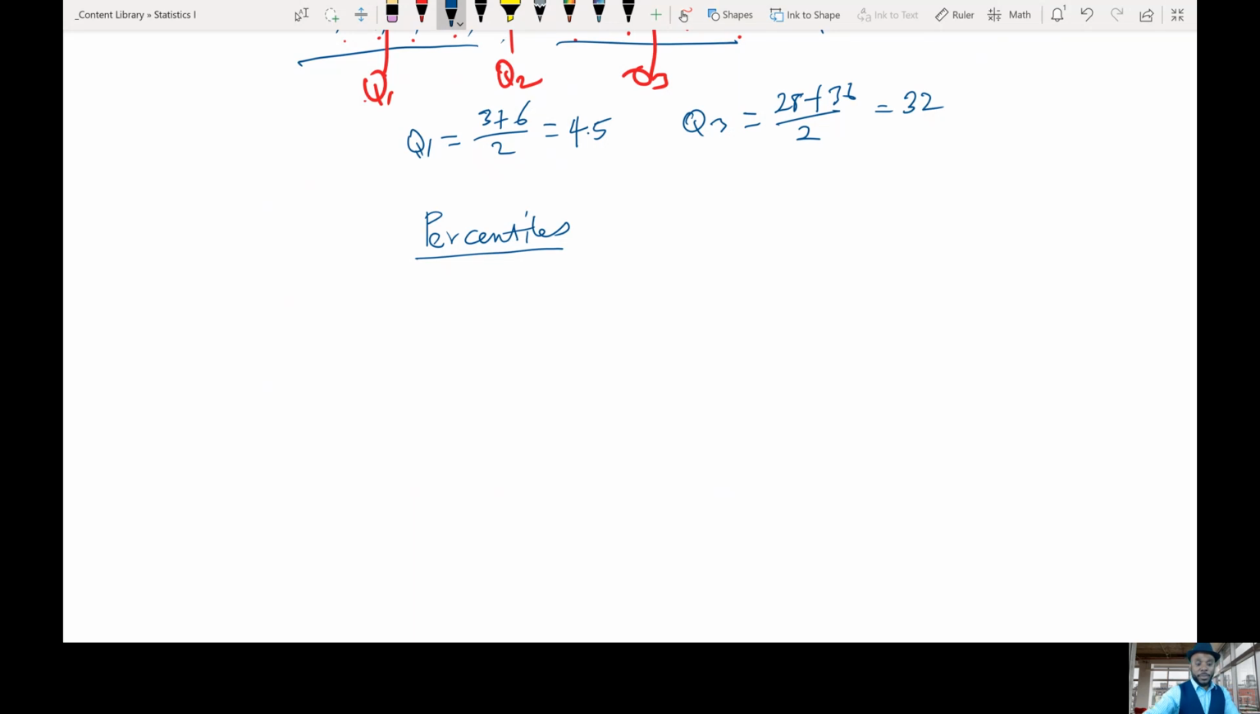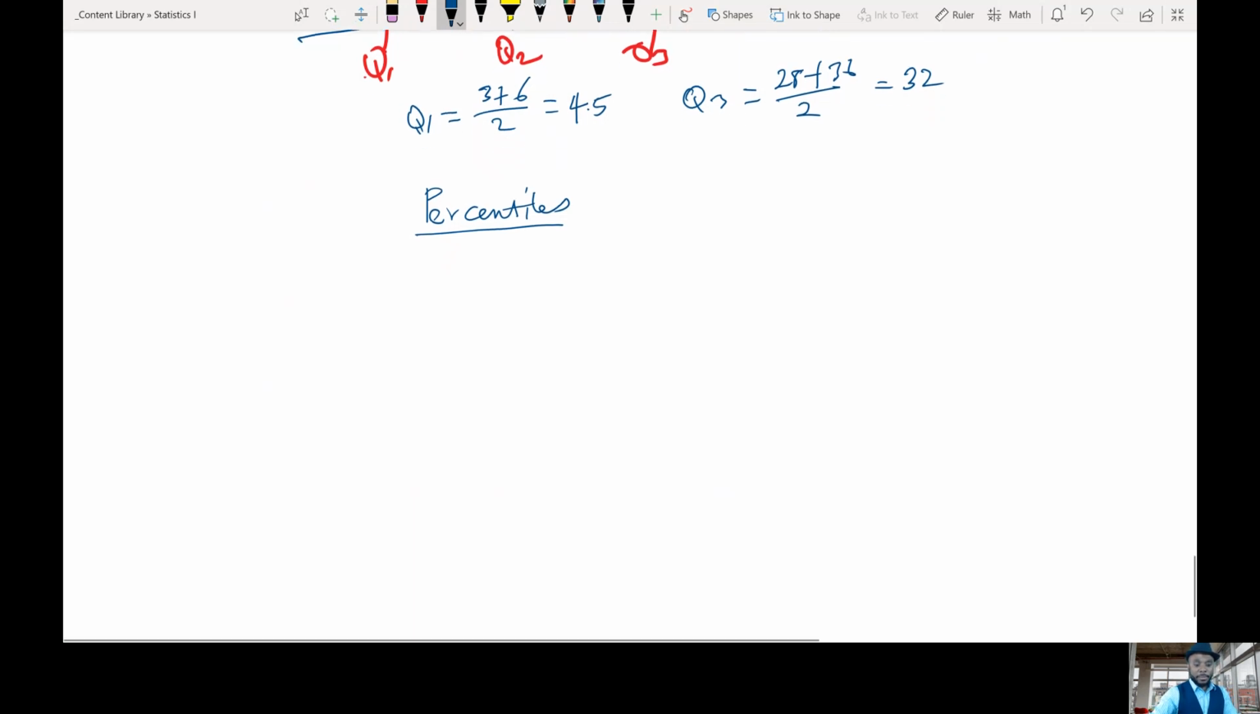Okay, so what we are saying here in essence is that Q1 is equal to the 25th percentile. Q2, which is the median, is equal to the 50th percentile. And Q3 is equal to the 75th percentile. So when we computed Q1, we computed the 25th percentile, and so on and so forth.